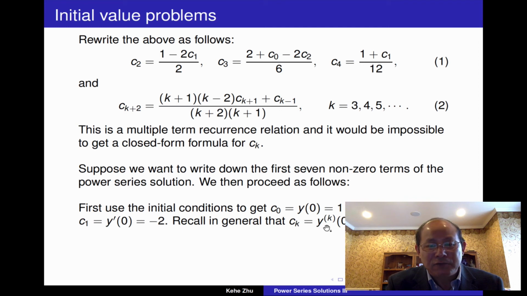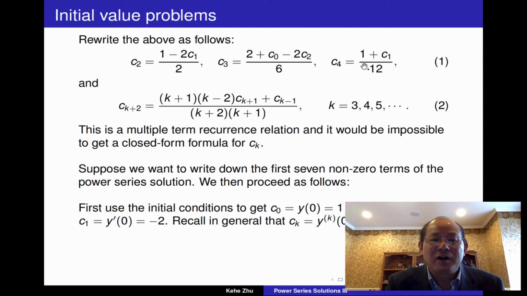But I don't know what y double prime at 0 is, so I'm not going to use this anymore. I just use the initial conditions to get c0 and c1. And then for c2, I will use this formula. If you know the value for c1, then this will get a value for c2. And once c2 is obtained, you plug this into the second formula to compute c3. And you also use c1 to compute c4 using this formula.